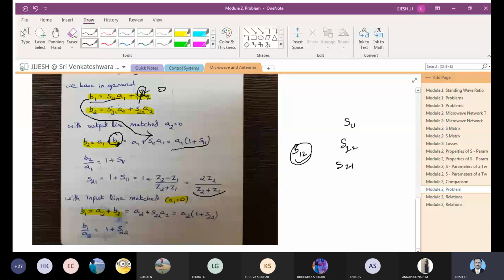So let us bring this equation and substitute at this point in B2. You'll get A2 plus S22 A2, and you bring A2 outside, you will get 1 plus S22. Then you can finally write B1 by A2 is equal to 1 plus S22.